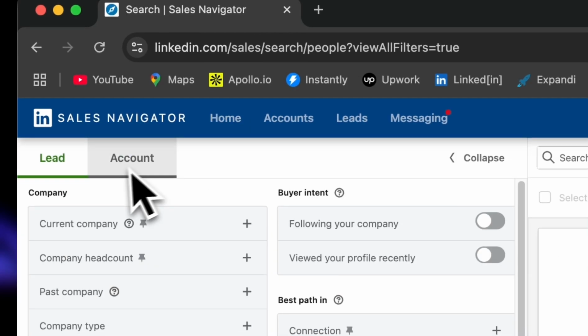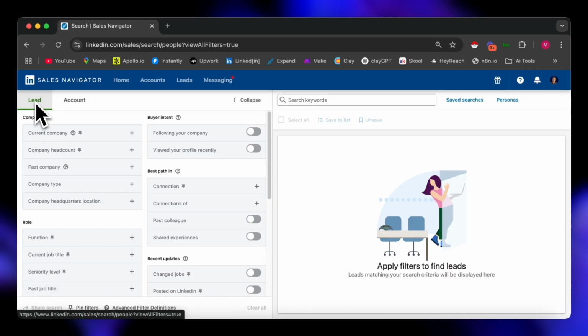If we pop into leads and accounts, now I do want to spend a couple minutes talking about why I believe the lead side, which is the person side of Sales Nav, is much more valuable than the account and/or the company side of LinkedIn Sales Navigator.